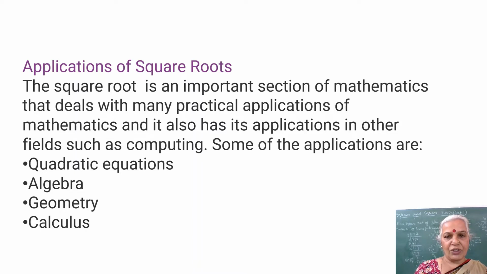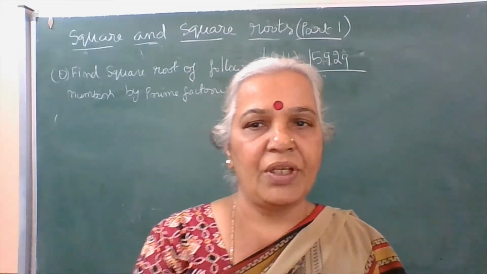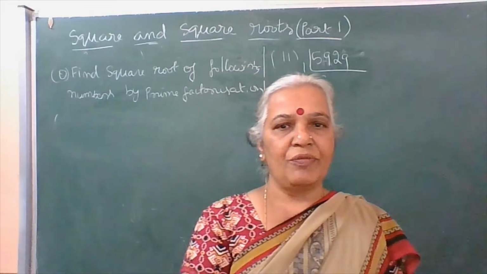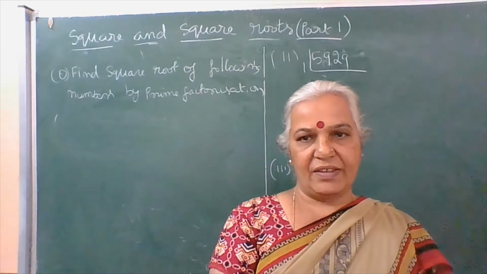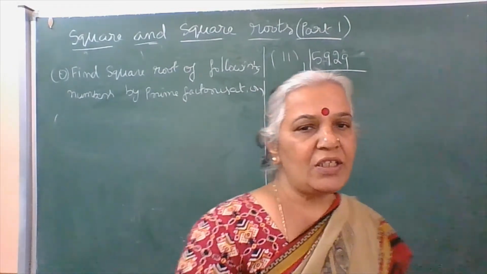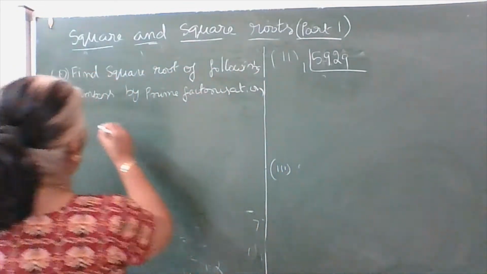Now we are going to solve a few sums from the exercise related to finding the square root of numbers, and one of the sums is 1764.